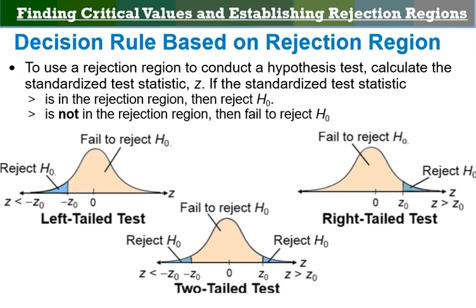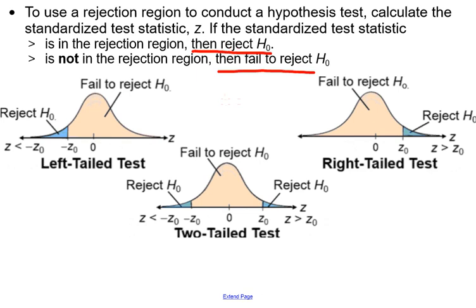The decision rule based on the rejection region is pretty straightforward. If your test statistic falls in the rejection region, you're going to reject the null then. You have a corresponding probability that is less than the confidence level that was set ahead of time. If you are not in the rejection region, then you are not going to reject the null, and you would say there's not enough evidence against the null.